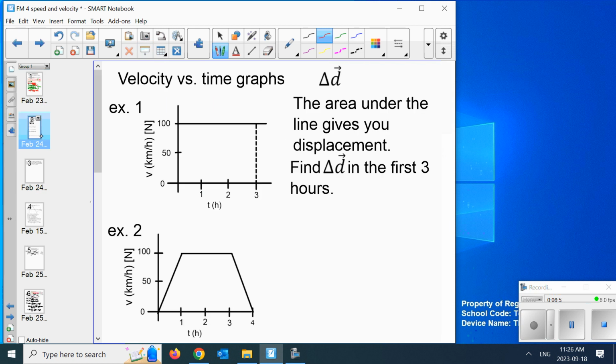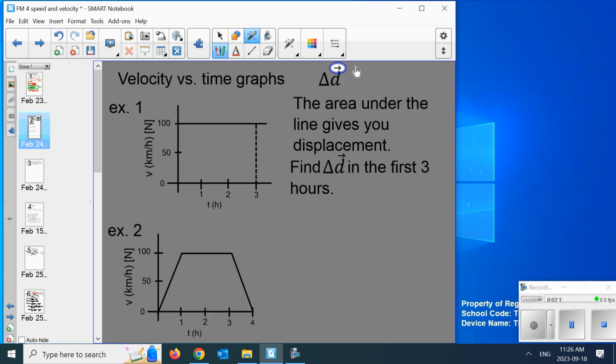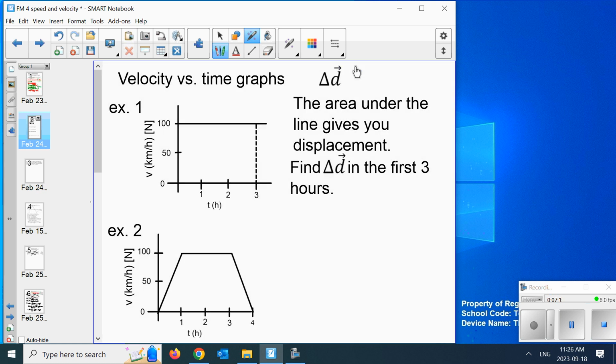Velocity time graphs. As soon as I put this arrow, that means it's a vector. I'm very careful about it. Sometimes when I type, I don't put the arrow on top. I'll point that out. Sometimes though, I'll use bold instead. It depends which program I'm using. And bold would also indicate that it's a vector.